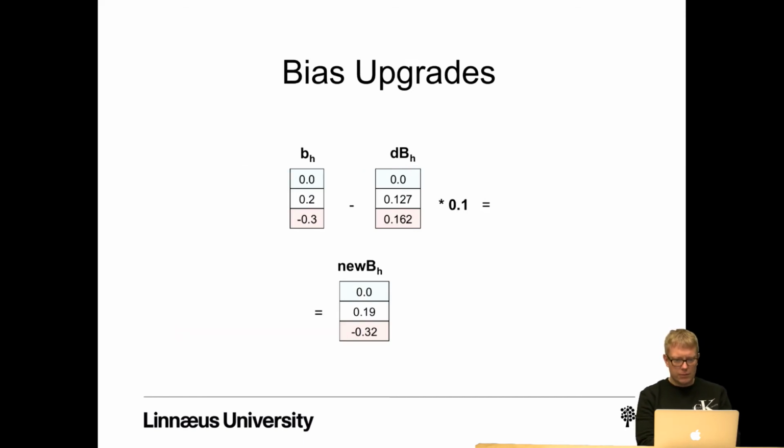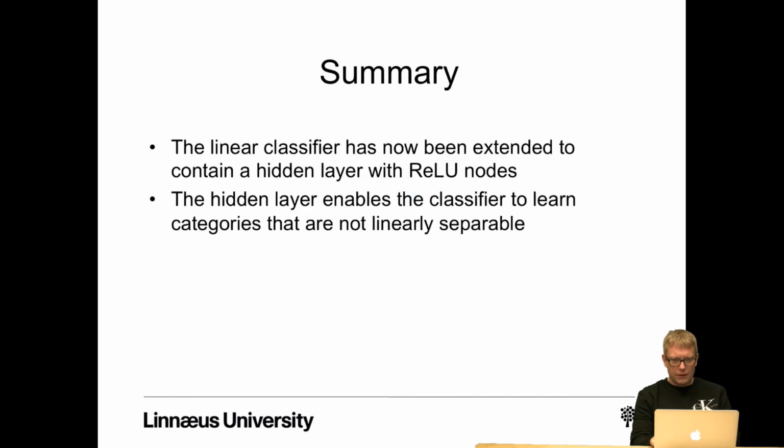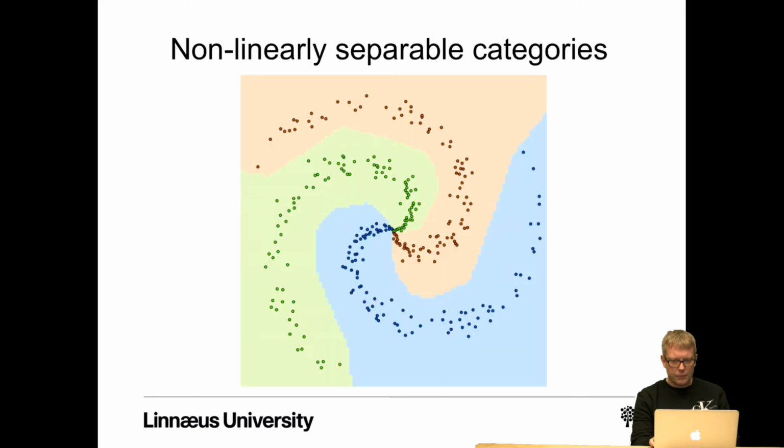Biases work the same. We update the bias values by taking minus the gradient biases multiplied by the learning rate, and we get a new set of biases. So the linear classifier has now been extended to contain a hidden layer with non-linear ReLU nodes. And the hidden layer enables the classifier to learn categories that are not linearly separable. For example, the spiral training set.